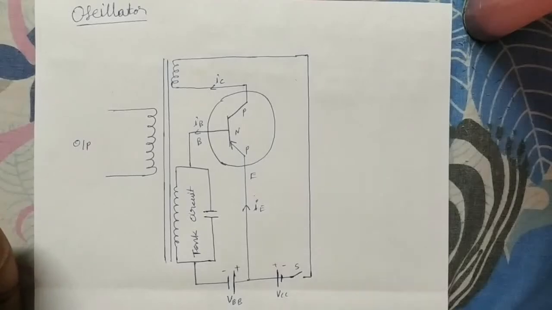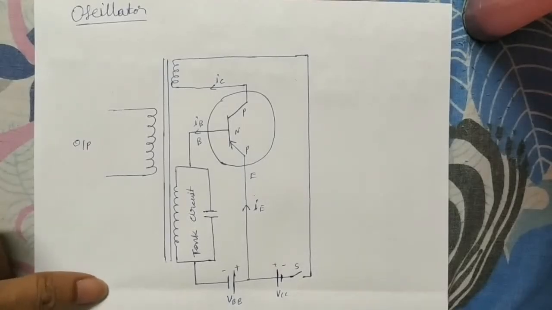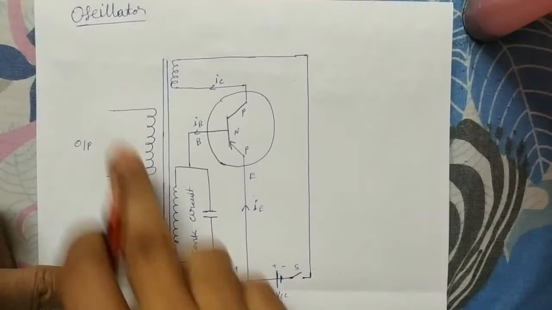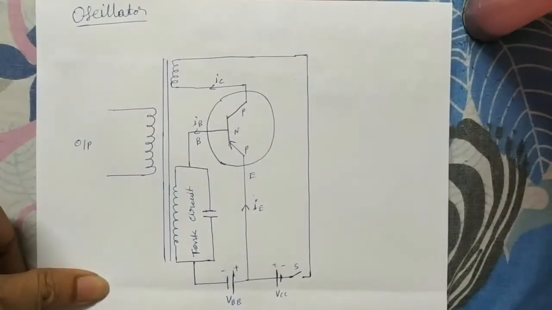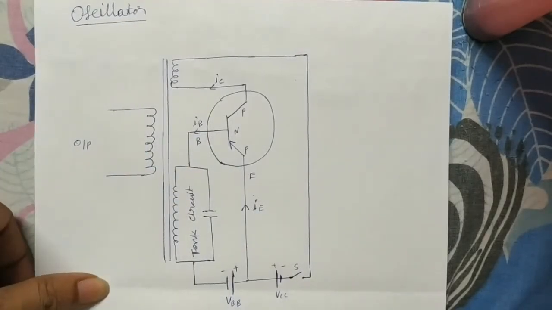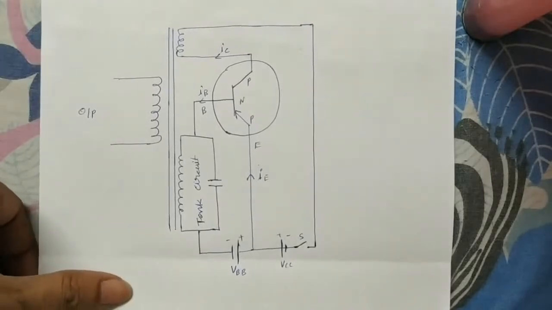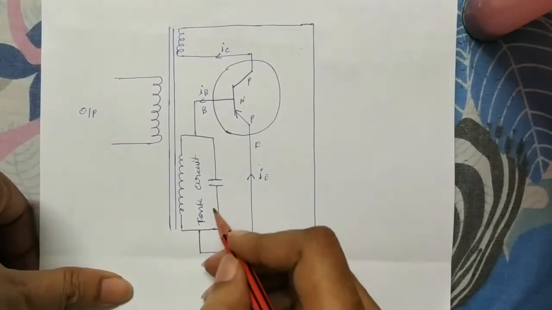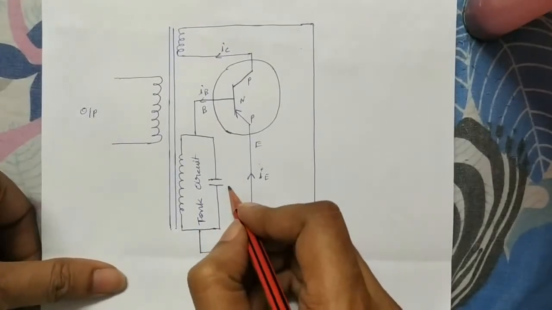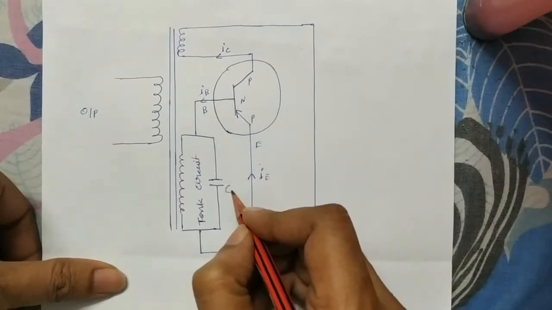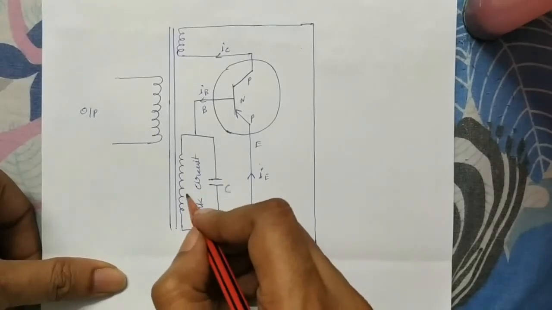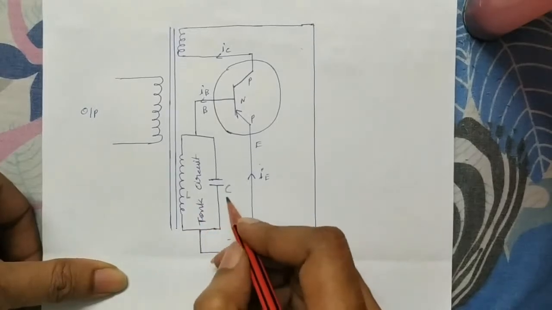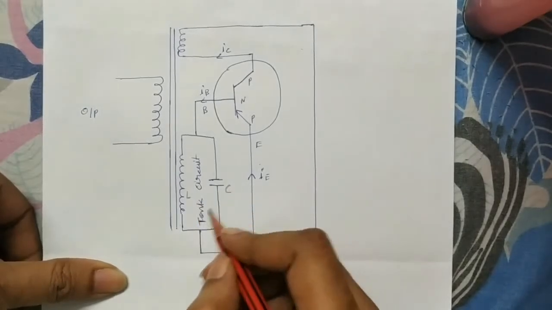In this video we'll see how a transistor works as an oscillator. It has different circuits and different parts. The first one is a tank circuit. A tank circuit is a combination of a capacitor C and a wire coil, which is nothing but an inductor L. This is what we call an LC oscillator or tank circuit.